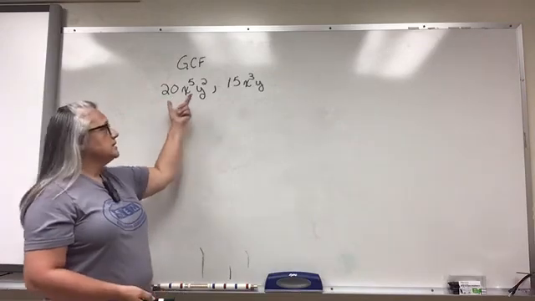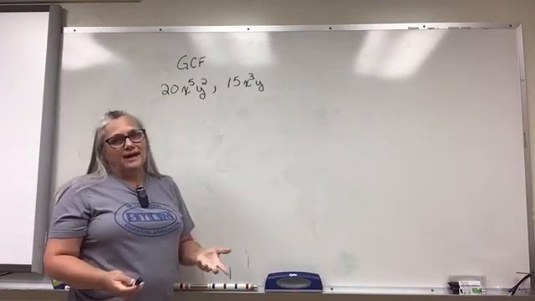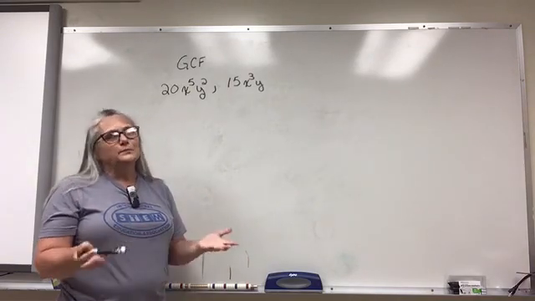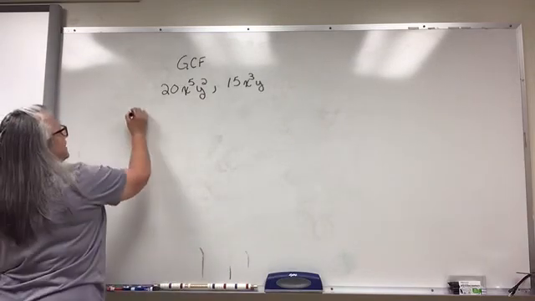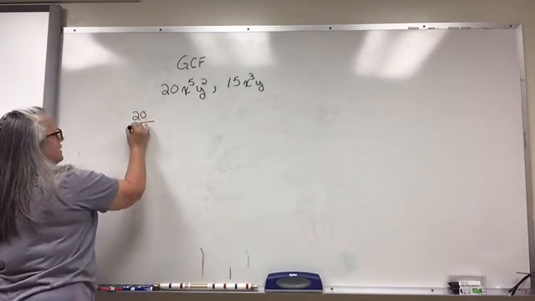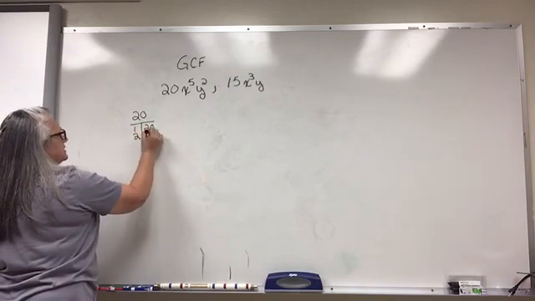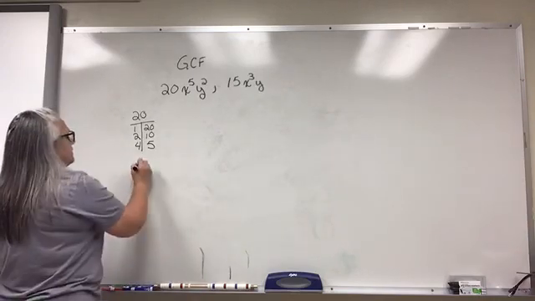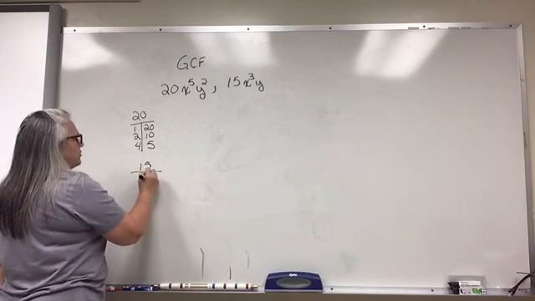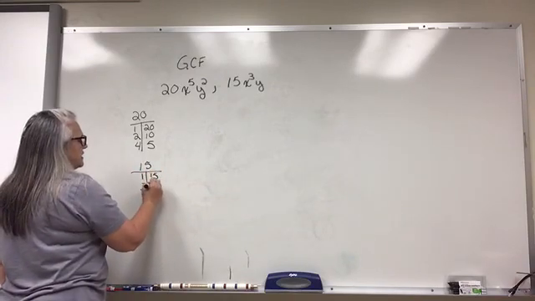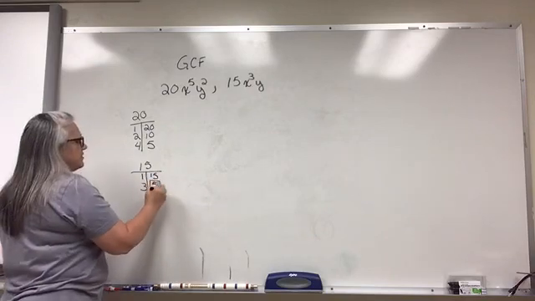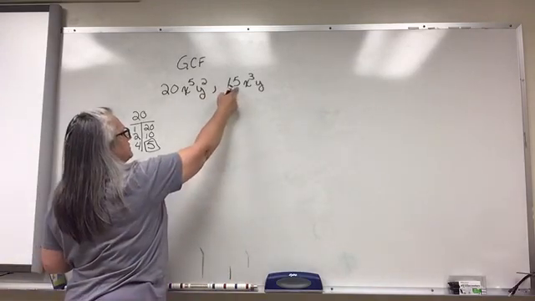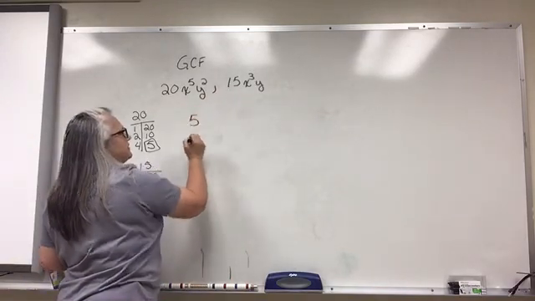So I have 20 and I have 15. Well, I like that because it's a 0 and a 5, so I think my greatest common factor is going to be 5. But let's work it out and see. So if I have 20, I have 1 and 20, 2 and 10, and 4 and 5. So I've got a 5 there. What about 15? I have 1 and 15, and 3 and 5. Well, my greatest common factor is 5. So I know that between the 15 and the 20, the greatest common factor is 5.